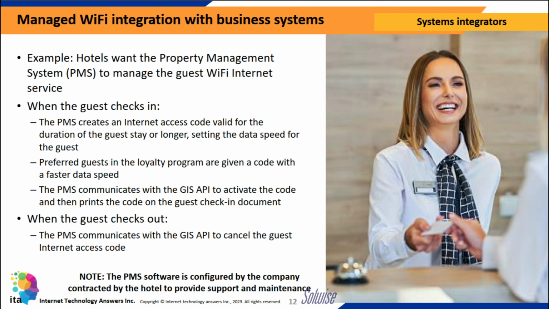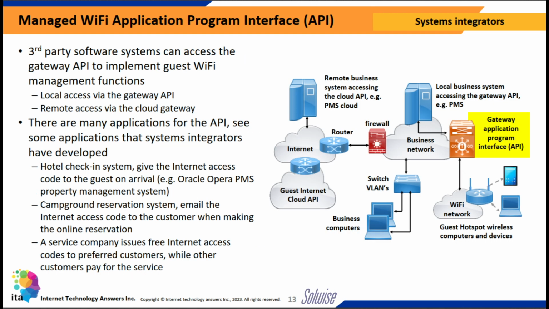So their applications include, for example, campground reservation systems or RV park reservation systems, where someone would book the caravan online, maybe get the access code to the caravan site and also the code for the internet as part of the package. The systems integrators require an API to be able to interface with the Wi-Fi system.